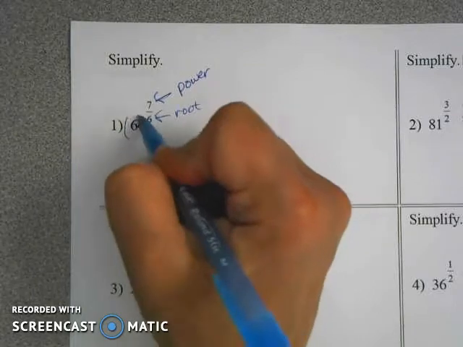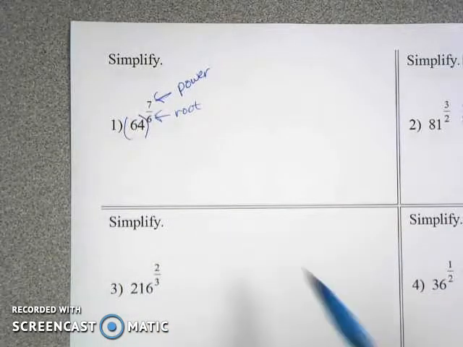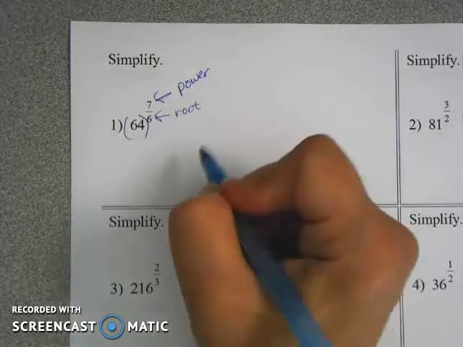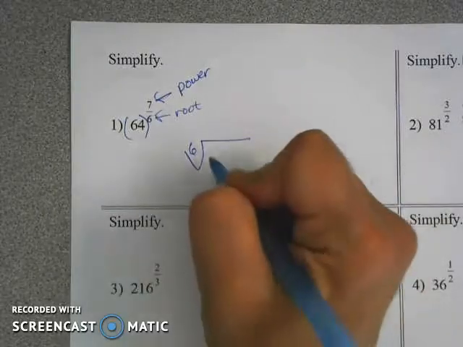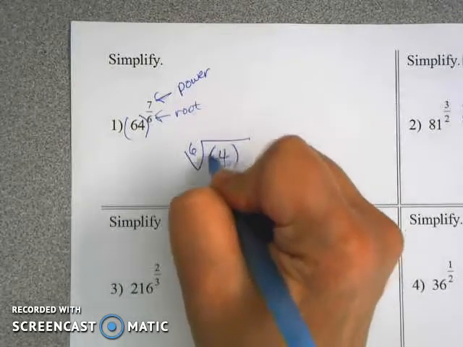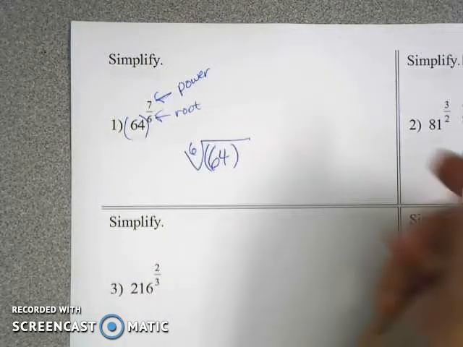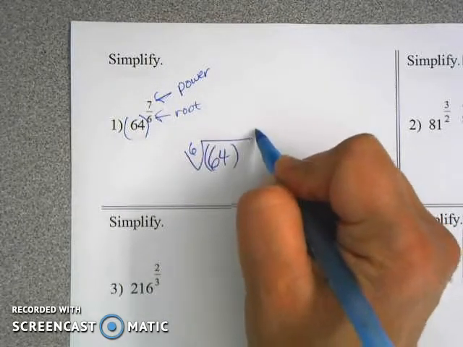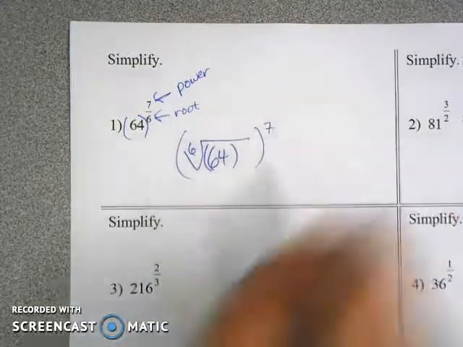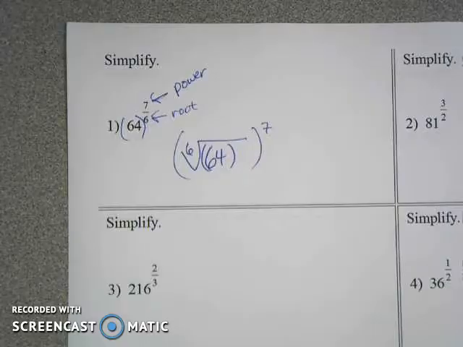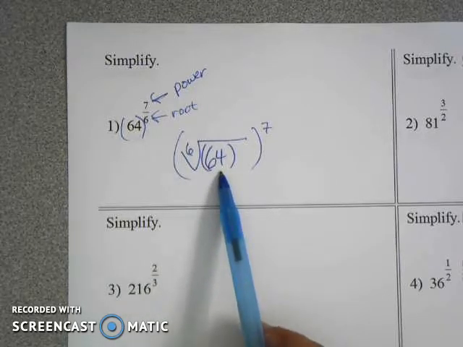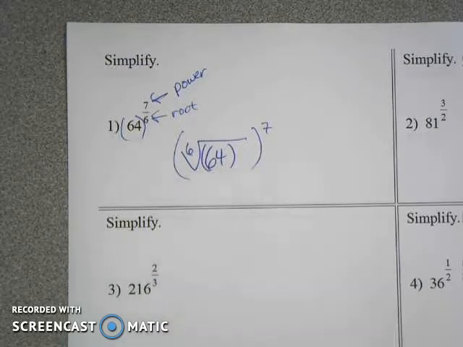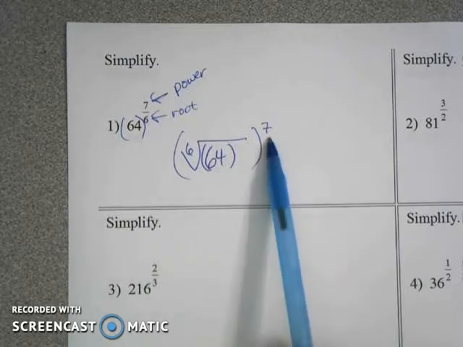I have a base of 64. So this means I want to take a sixth root of 64, and then raise that to the power of 7. That's what that means. So you would actually take the root first, because that would make the number smaller. You don't want to raise this number to a 7th power first.